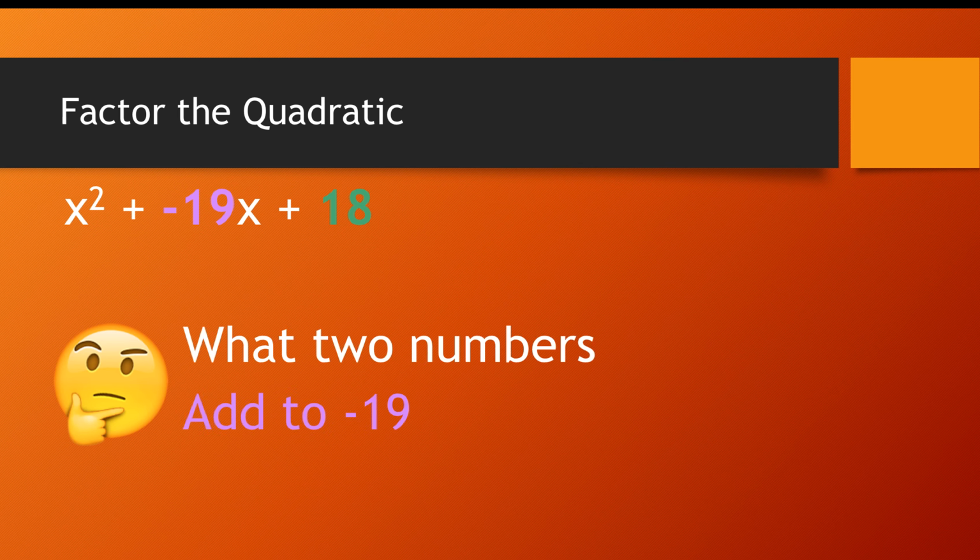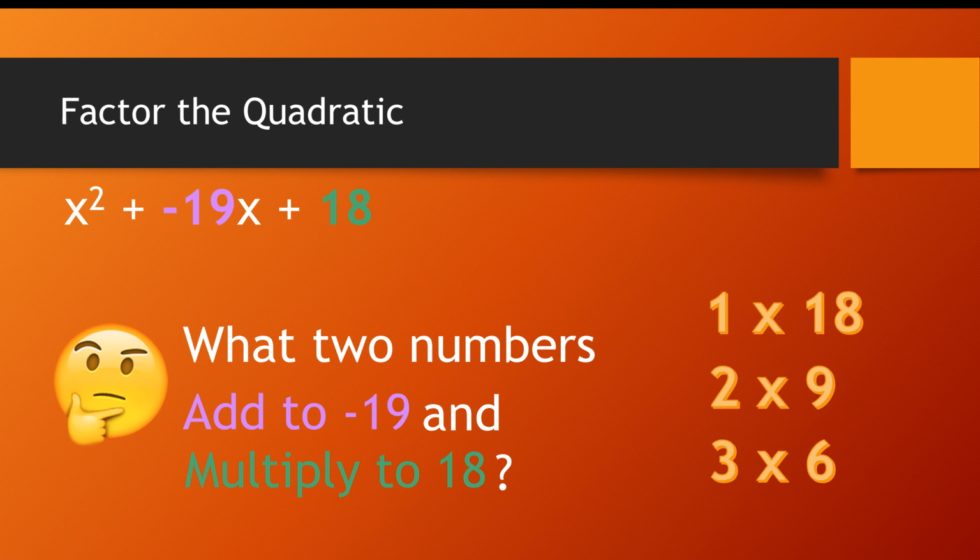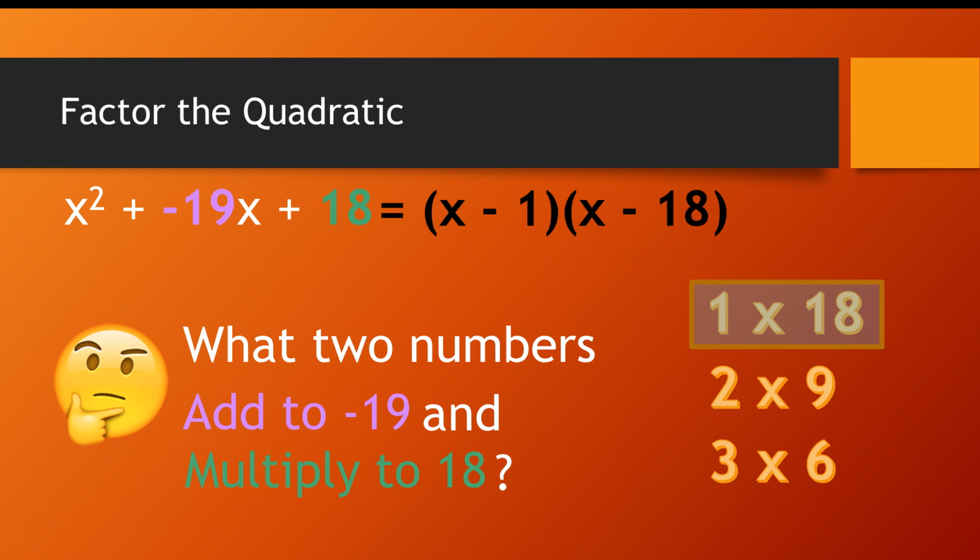Next example. What two numbers add to negative 19 and multiply to positive 18? Well, if they're adding to a negative and multiplying to a positive, they must both be negative. Right? A negative times a negative will get us a positive, and it will also add to a negative. So here are our factor pairs for 18. Which two of these could add to negative 19? Negative 1 and negative 18. So when you factor this out, it'll be x minus 1 times x minus 18.